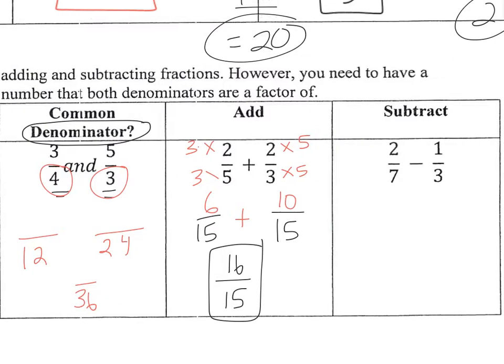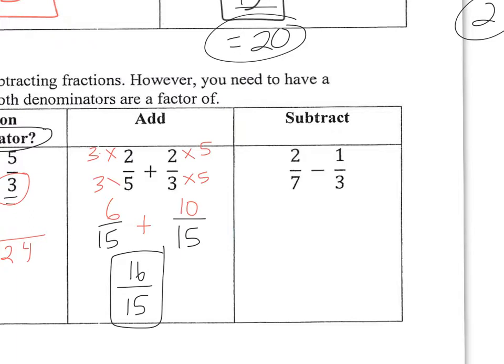And when you subtract fractions, you want to keep the denominator the same, but you still first need to get a common denominator. So in this case, it's going to be 21. So I'm going to multiply the numerator and the denominator by 3 on this one, and the numerator and the denominator by 7 on this one. So it's going to be 6 over 21 minus 7 over 21. 6 minus 7 is negative 1. You keep the denominator the same.